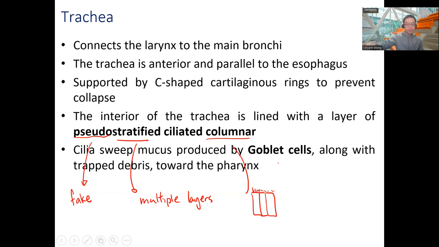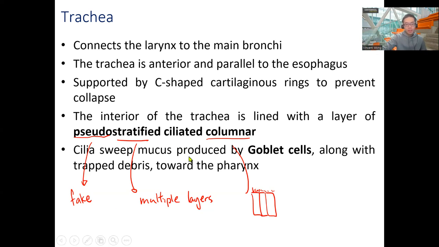All right, so take it together. What does it mean? That means it appears to have multiple layers, but that's fake. That's an illusion. It's not really multiple layers. It just looks like it has multiple layers, but in fact, it's just a single layer.